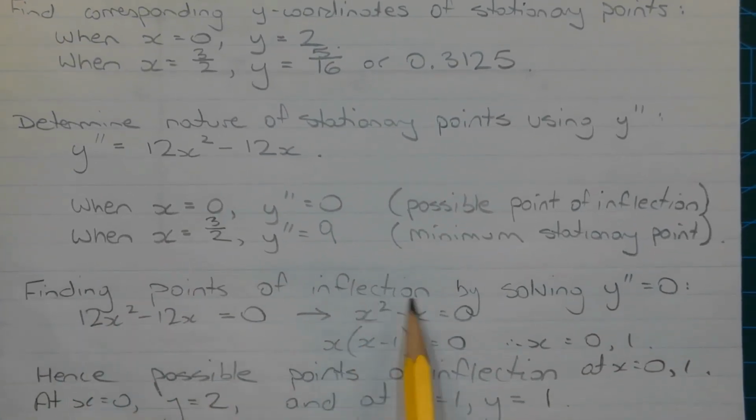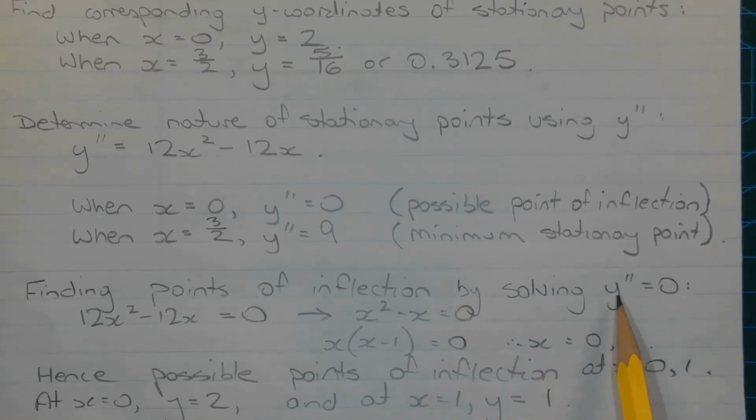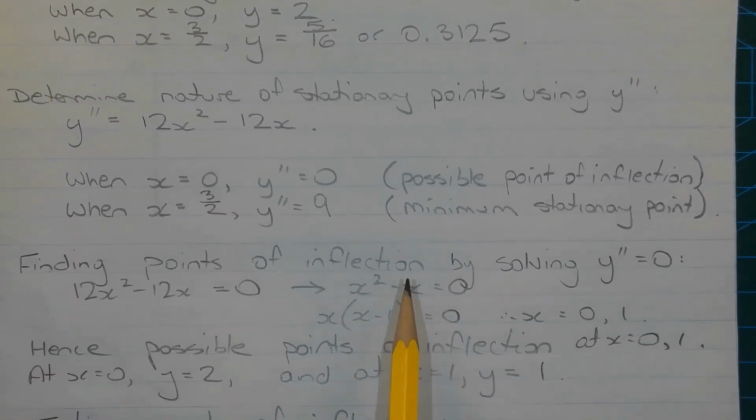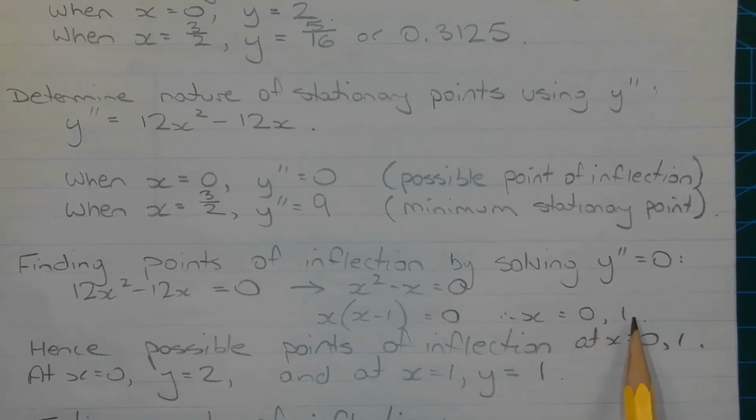So finding points of inflection by solving the equation y double dash equals 0. Now from before we found y double dash, which was 12x squared minus 12x, and we're going to solve that equaling 0. We can divide all terms by 12, we get x squared minus x equals 0. Factorising out x from the left hand side, we get x times (x minus 1) equals 0. Therefore x is equal to 0 or 1.